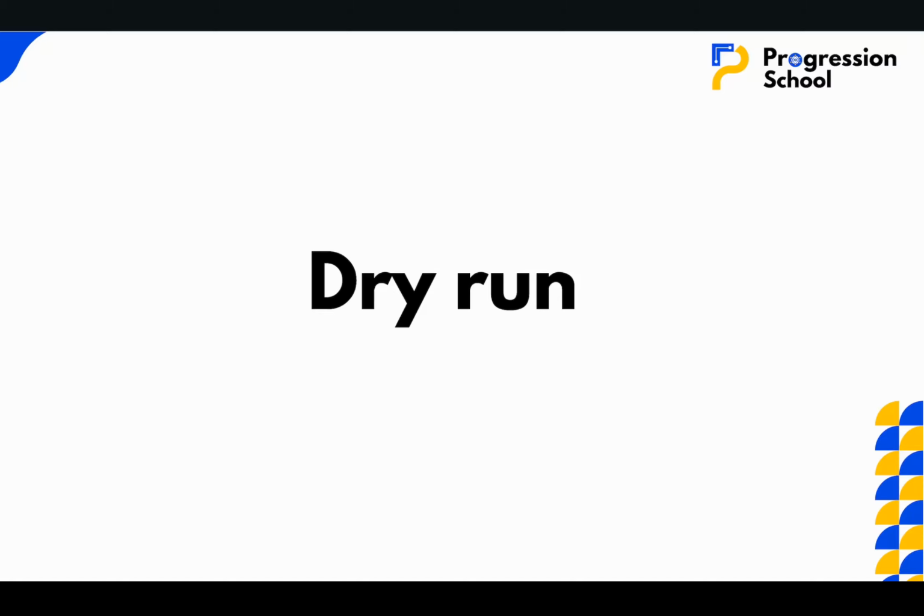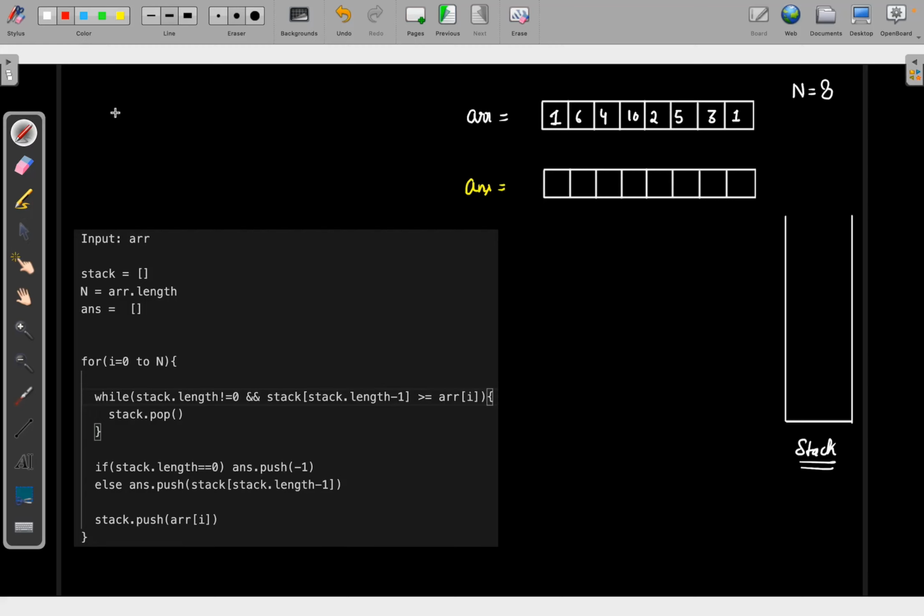In this video, we will see a dry run of the code. So now let's see a quick dry run of this code. So here we have an array, we have an answer array, we have this stack, and we have n equals to 8. This stack you can understand it's like an array, simple. So we will understand both these things.